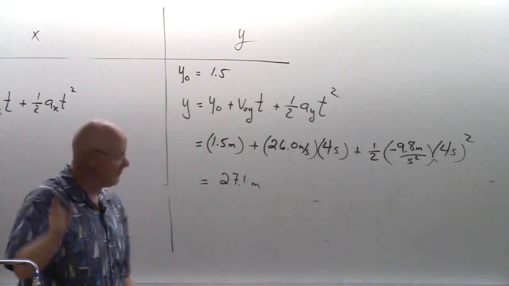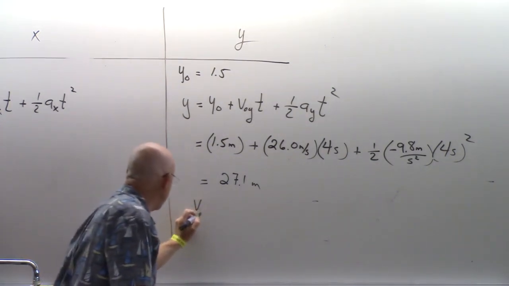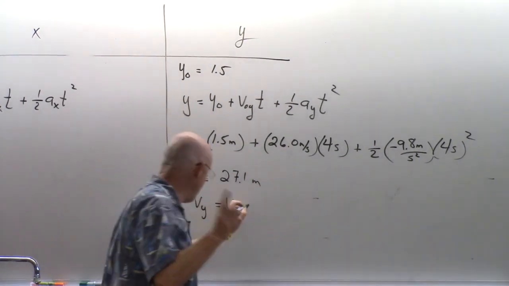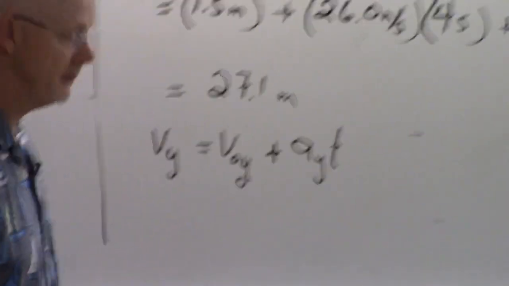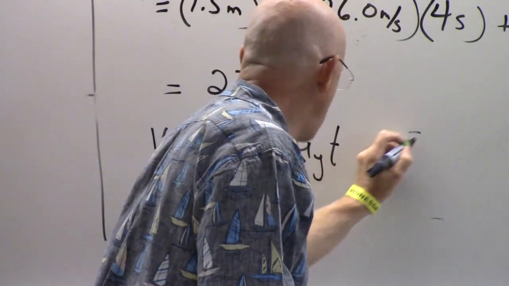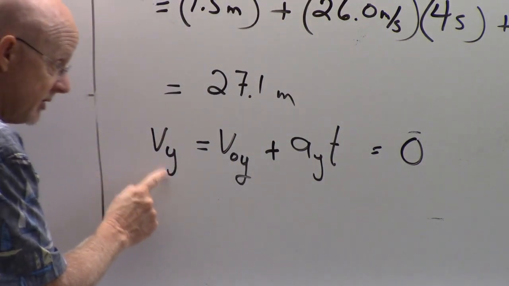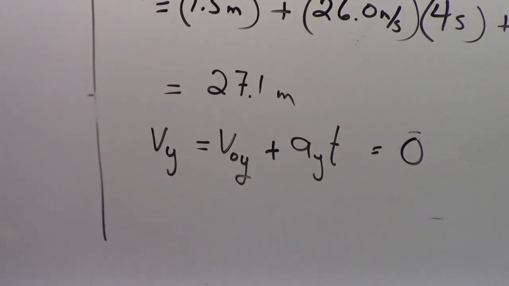Yeah, the vertical velocity would equal 0. So writing down kinematics equation number 1 and asking this question, when does its vertical velocity equal 0? What time does it equal 0? Could be useful here.